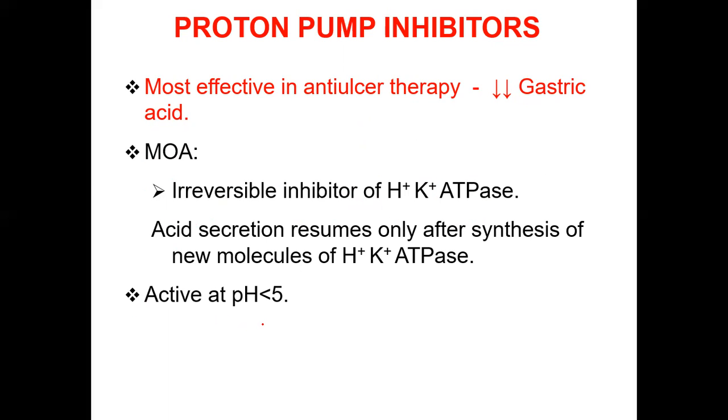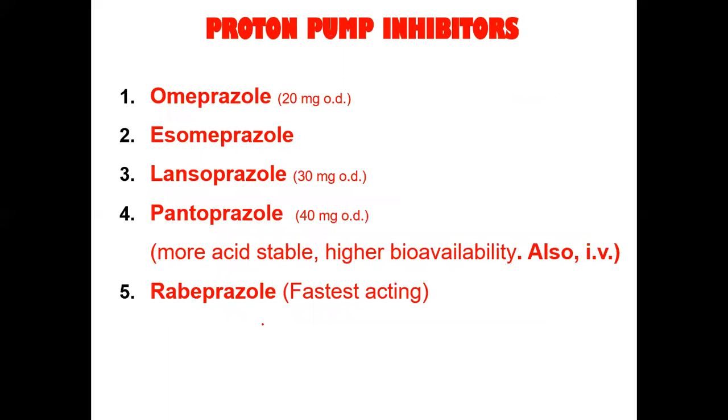And this particular group of drugs is always active at a pH of less than 5. The drugs that are used are omeprazole, which is used as 20 milligram once daily. We could also use lansoprazole, which is used as 30 milligram once daily. Pantoprazole could be used as 40 milligram once daily. This particular drug is said to be more acid stable, has a higher bioavailability, and is also available for parenteral administration. Rabeprazole is the fastest acting drug in this particular category.